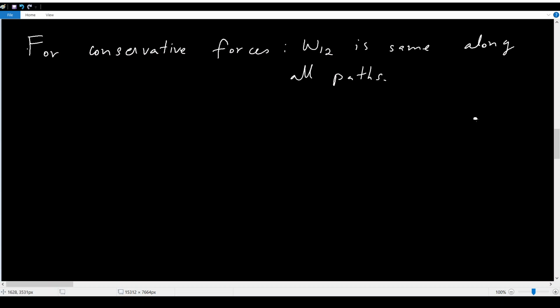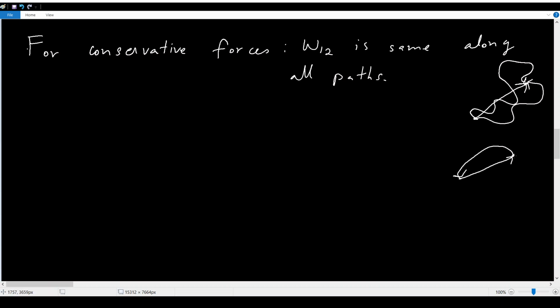So if the particle starts here and goes here, it can go straight, or it can go in a not straight way, in a slanted way. It can go like this, and the work done from point 1 to point 2 would be the same. So what this essentially means is that, say the particle starts at 1 and goes to 2, and then it again returns to point 1.